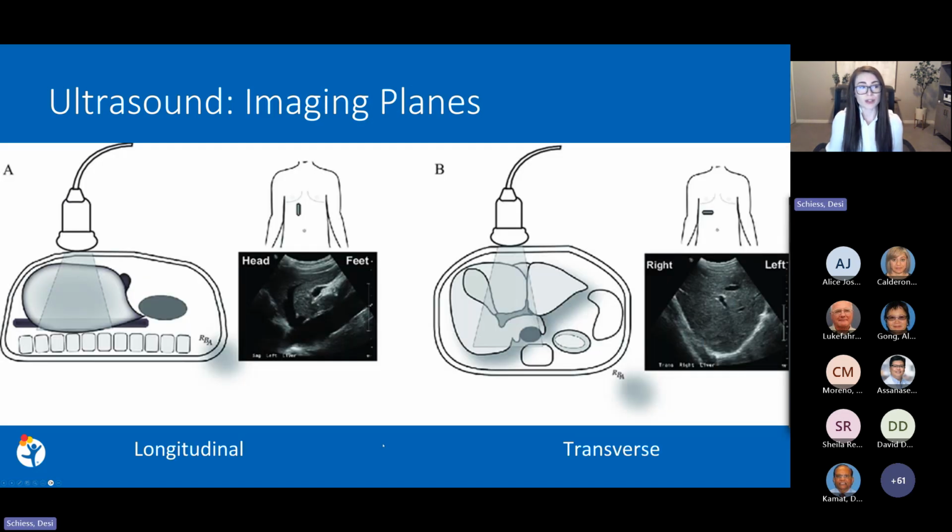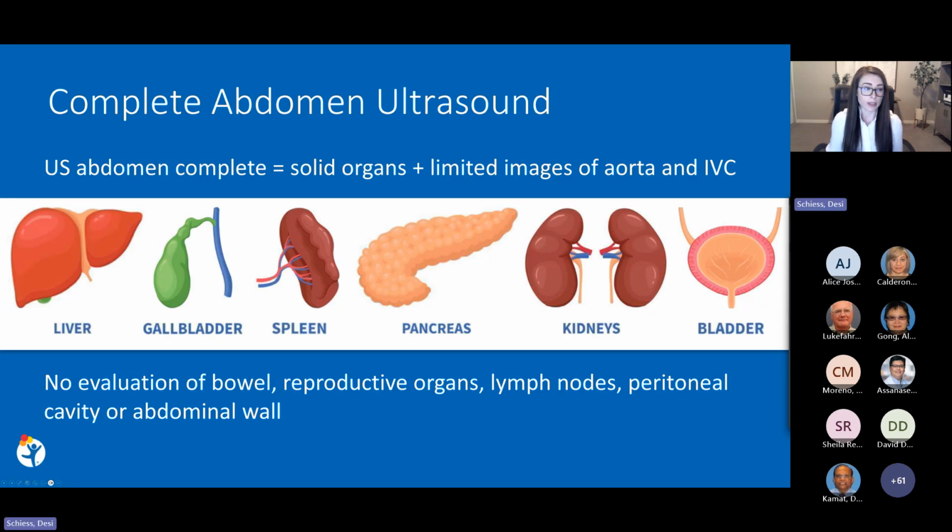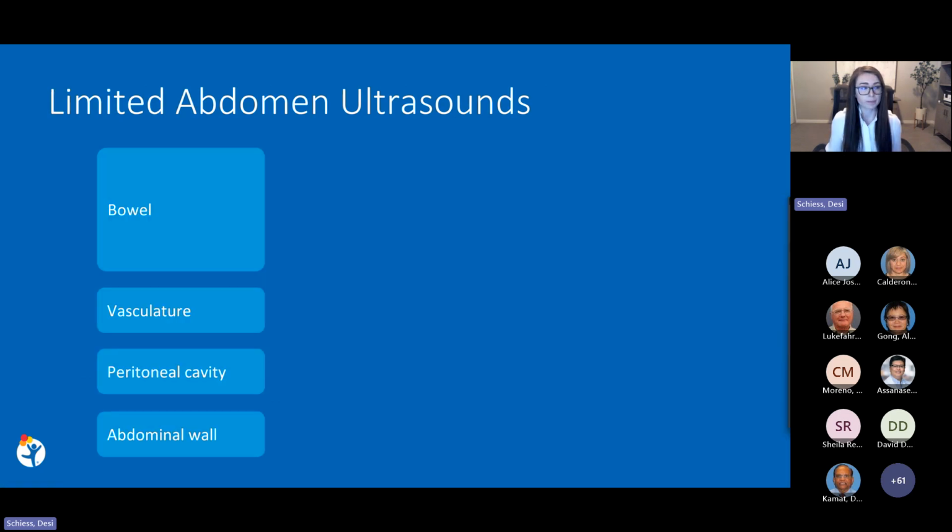One misconception about ultrasound is that it's not a cross-sectional imaging modality, and this is not true. Ultrasound images are acquired in multiple imaging planes, most commonly longitudinal and transverse, which are analogous to either CT or MRI. Another misconception is regarding the order of a complete abdomen ultrasound. This protocol evaluates the solid organs shown here, as well as limited images of the aorta and IVC. It does not include the bowel, reproductive organs, lymph nodes, peritoneal cavity, or abdominal wall. So despite its name, this exam is not for screening the whole abdomen.